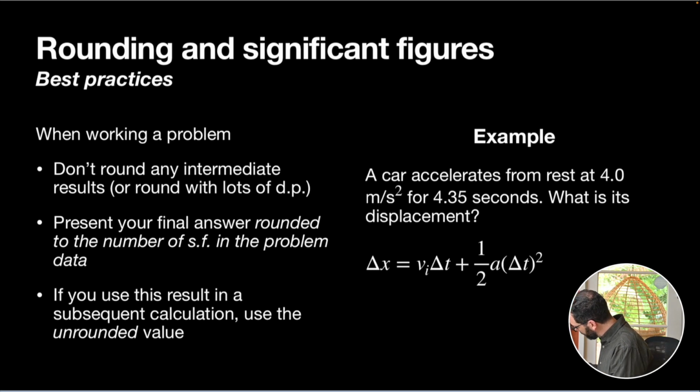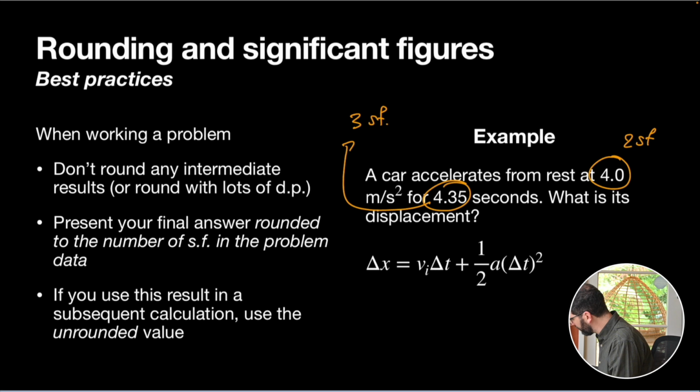A car accelerates from rest at 4.0 meters per second squared for 4.35 seconds. What is its displacement? So I can see that my data has been presented with 2 and 3 significant figures. This one has 3. So that means we should present our final answer rounded to 2, because that's the smaller of the 2 of them. So I can go ahead and do my calculation using the kinematic equation that's been given to me.